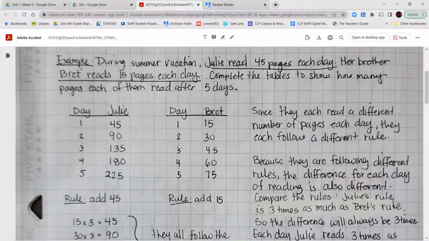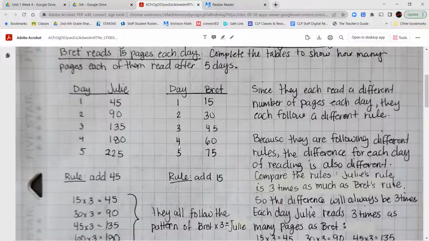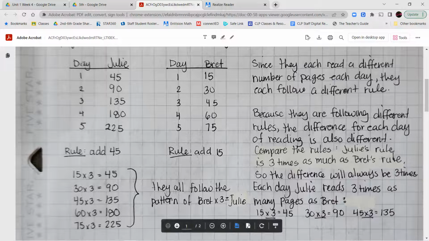So our first example says, during summer vacation, Julie read 45 pages each day. Her brother Brett read 15 pages each day. Complete the tables to show how many pages each of them read after 5 days. So for Julie, we listed her days and how many pages she read, and same thing, days and how many pages Brett read. Now the rule for Julie, we said, is add 45, and the rule for Brett is add 15.